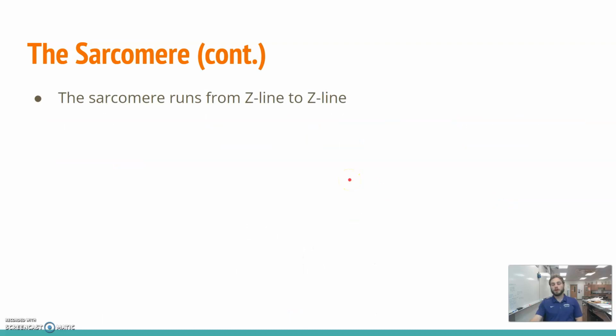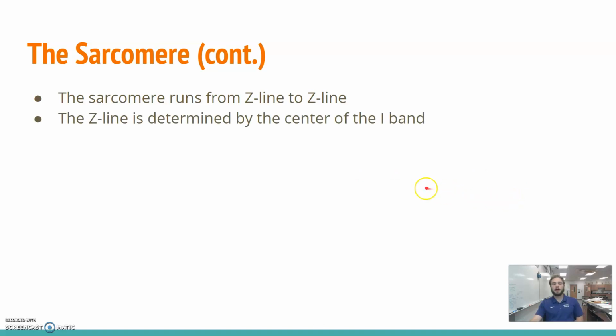So the sarcomere is going to run from Z line to Z line. We'll see some pictures of that here in a second. Z line is going to be the center of the I band. I band is going to be the light area. So remember, this is where only actin is located in the I band, because that is the light area. It's the reason you see the light part of the striations.